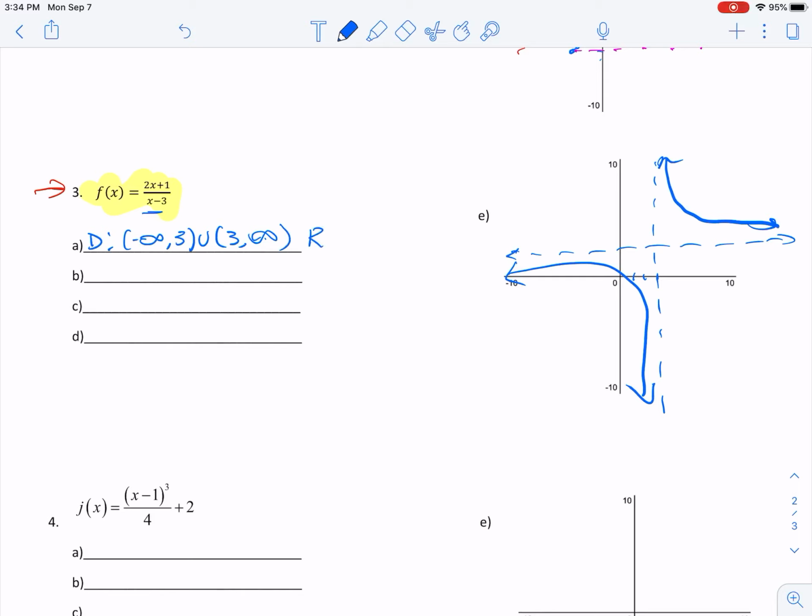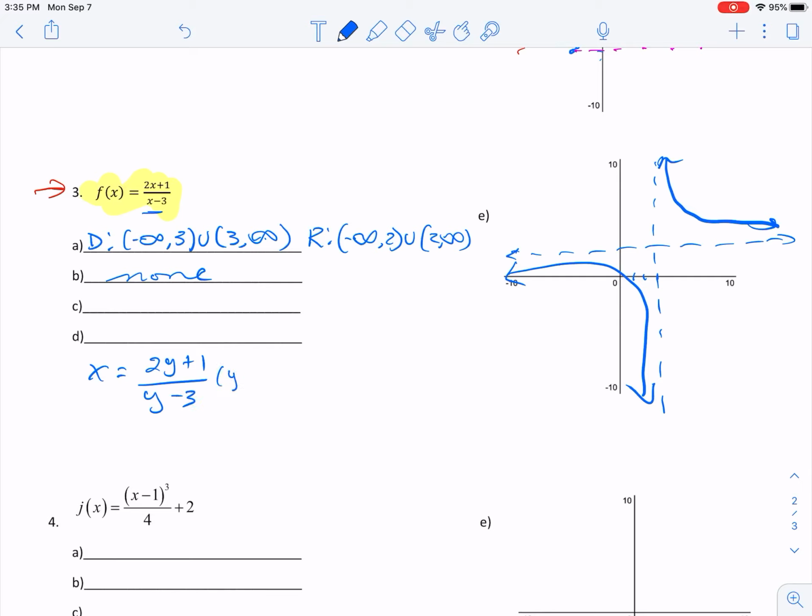And its range is negative infinity to 2, and 2 to infinity. Do I need to restrict it? None. The inverse, this is a little tricky. So you switch your x and y. So you get x equals 2y plus 1 over y minus 3.